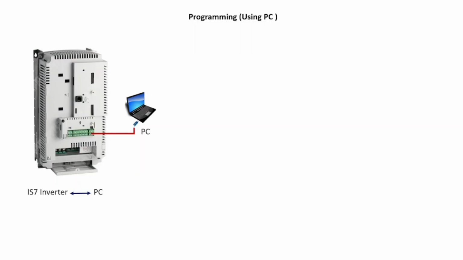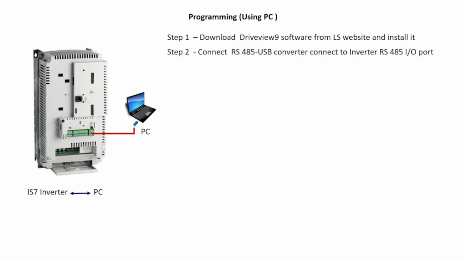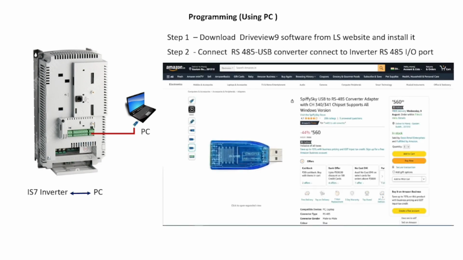We can also program the inverter using a PC. For that, first we have to download DriveView software from the LS website and install it on a Windows PC. This DriveView software supports various communication protocols like Modbus TCP, Modbus RTU, and RS485. For this communication, an RS485 to USB converter is required because nowadays PCs don't have a serial port.